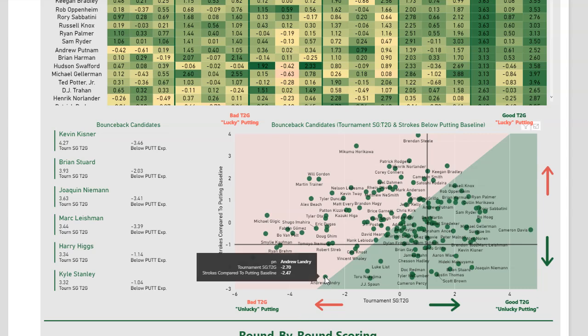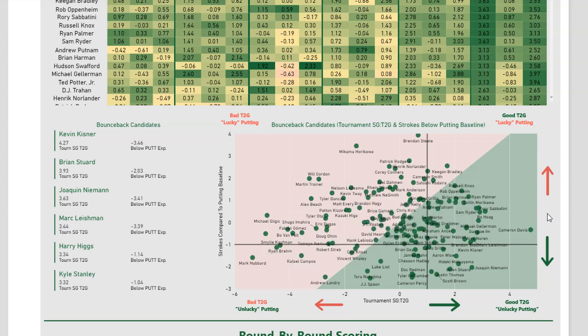But just to give you an example, Andrew Landry is losing 2.7 strokes tee to green in this tournament, and he's also losing 2.5 to his putting baseline. So I would expect that Landry's putting numbers would get better, but the fact that he's not striking the ball very well makes him a difficult guy to roster.